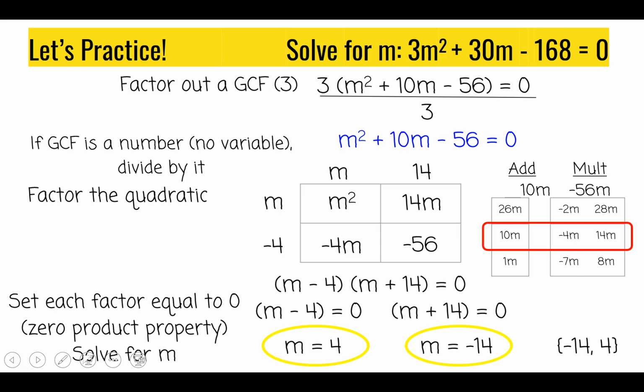Questions on this one? Yep. Because you have to subtract 14 over. When you have m plus 14 equals 0, you have to subtract 14 over to move it away. So that's how you get m equals negative 14. Questions? We're good?